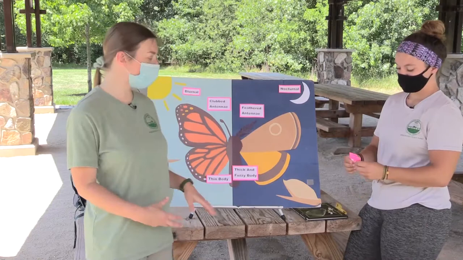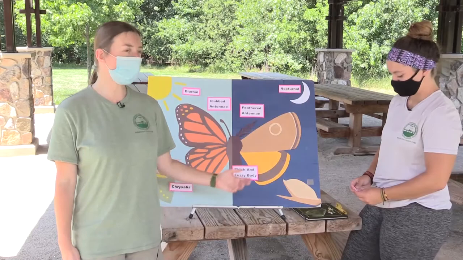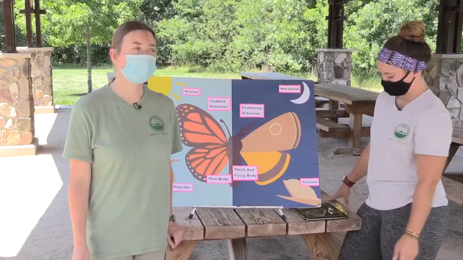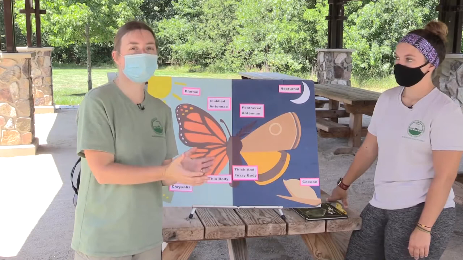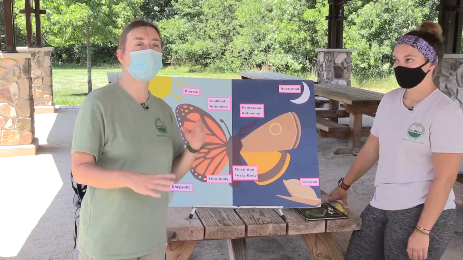So that is called a chrysalis in a butterfly's life cycle, and for most of our moths, they form a cocoon. And the main difference between those is that a chrysalis is just the pupa and nothing else around it. It's usually smooth, where a cocoon has leaves and mud and other stuff wrapped around the pupa. So we'll take a look at some examples of those as well.